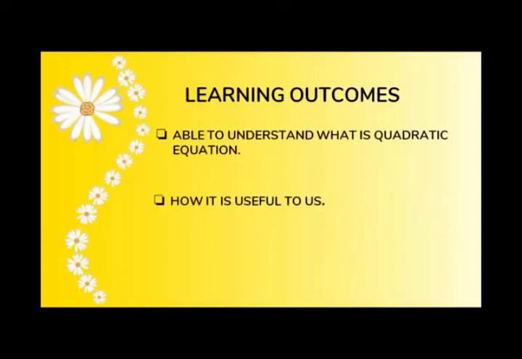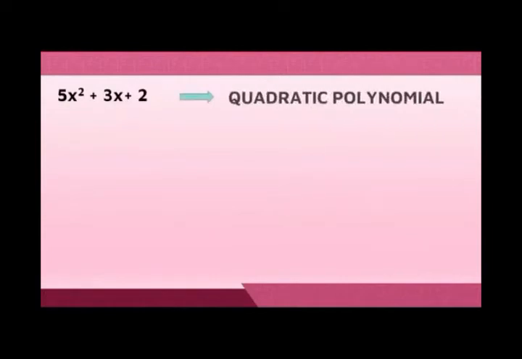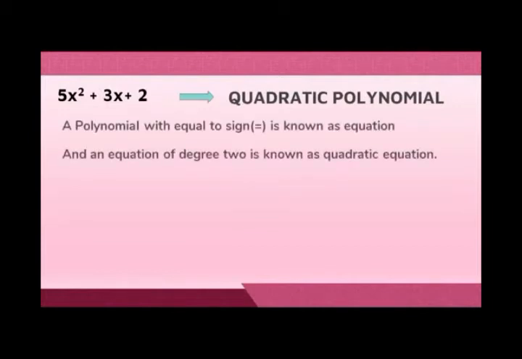is useful to us. Let us take an example of 5x squared plus 3x plus 2. Now you know that this is what? This is a quadratic polynomial, which you have already studied in class 9. Quadratic polynomial is a polynomial of degree 2. Now when we equate this polynomial to 0, that becomes an equation. So a polynomial with equal to sign is known as equation.